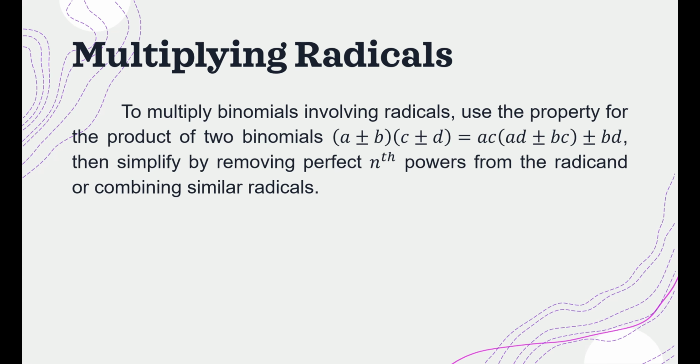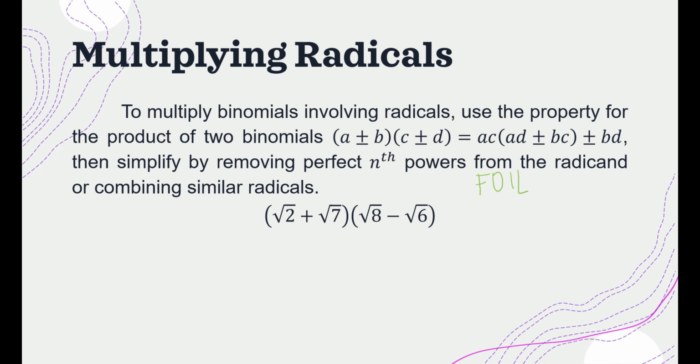To multiply binomials involving radicals, use the property for the product of two binomials a plus minus b times c plus minus d equals ac plus minus ad plus minus bc plus minus bd. Then simplify by removing perfect nth powers from the radicand or combining similar radicals. Example: square root of 2 plus square root of 7 multiplied by the difference of square root of 8 and square root of 6. So to solve this, we may use another method which is the FOIL method.